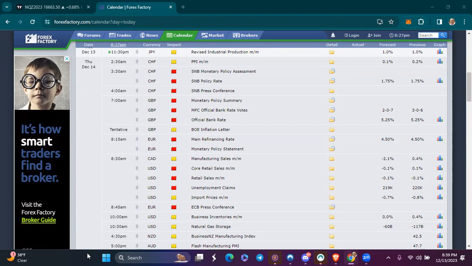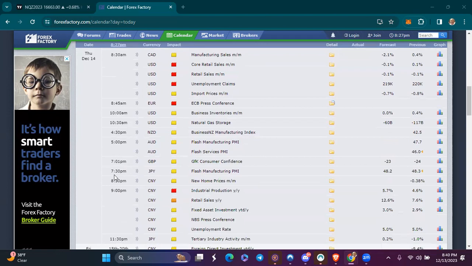Tomorrow, technically starting in the morning Eastern time, 3:30, is Swiss franc news. So the Swiss bank is going to have their rate news, followed by the GBP. So you'll have the UK coming out with their news. The euro follows, and then at 8:30 we have more US news. So we'll have unemployment claims, retail sales, core retail sales.